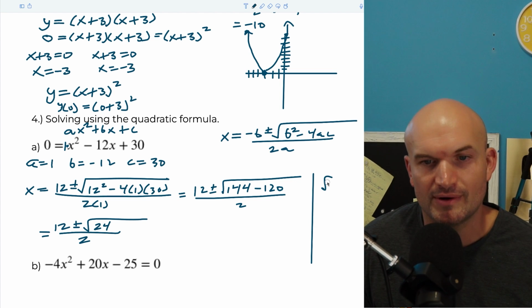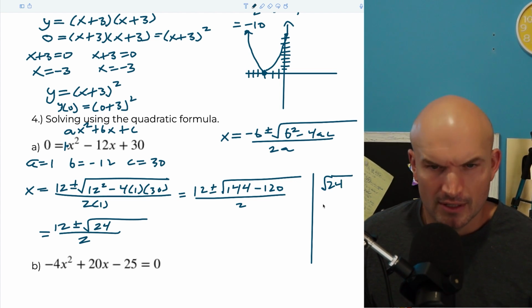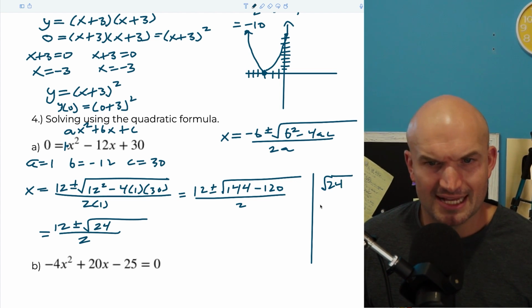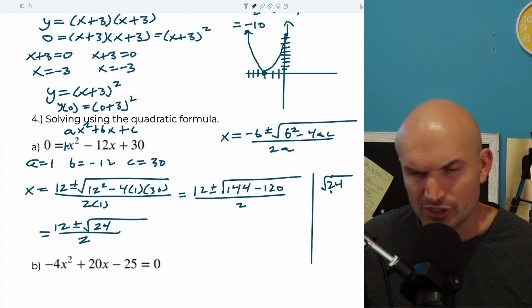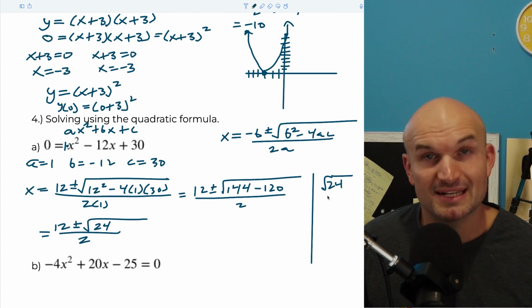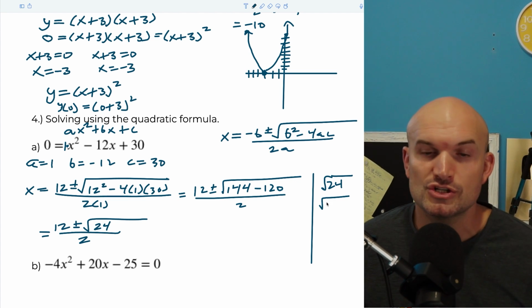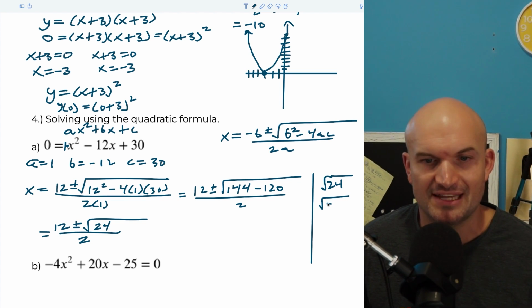So remember, we can rewrite 24 as, let's see, you could do 8 times 3, but that's not going to be simplified. What about 6 times 4? You always want to find the largest square number that divides evenly into it. So 4 evenly divides into 24, so it's going to be 4 times 6. Well, the square root of 4 is 2, so we get 2 times the square root of 6, right?